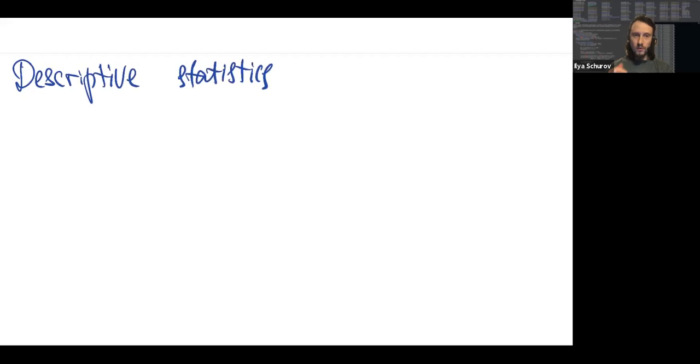So we continue discussing descriptive statistics, and in the previous lecture we discussed statistics like mean or median, and these things are collectively called measures of central tendency.